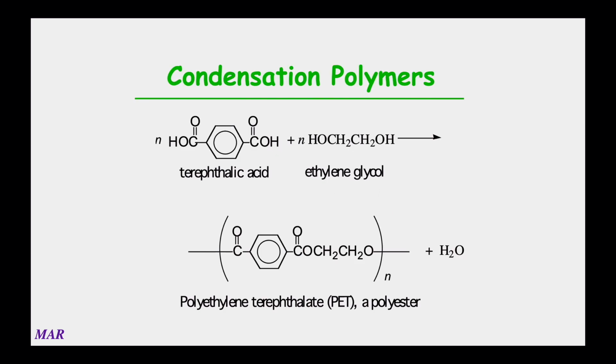Here's what the actual A and B parts look like. So terephthalic acid there on the left is basically a benzene ring in the middle of carboxylic acids. And ethylene glycol is basically CH2CH2. That's the part in the middle of that diol. And then when you combine them, you end up making polyethylene terephthalate, PET, which is a polyester.